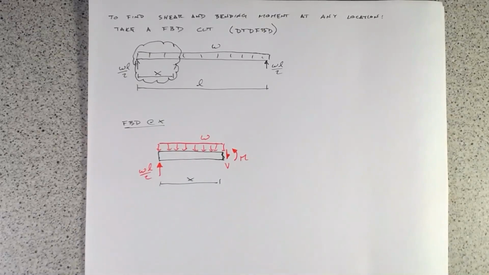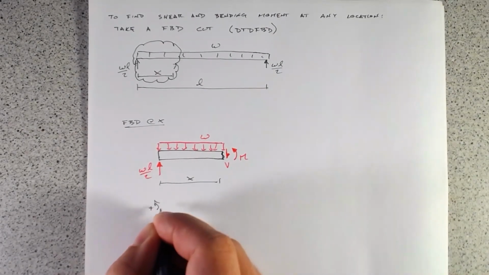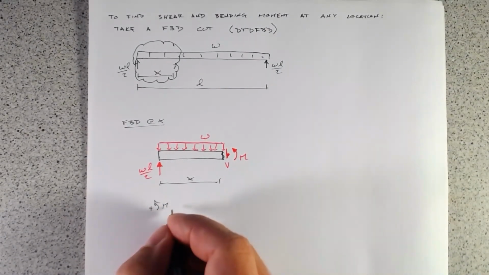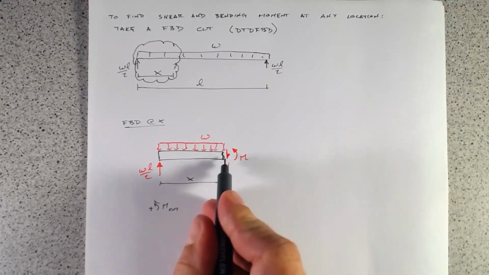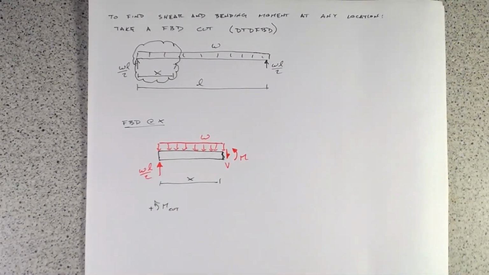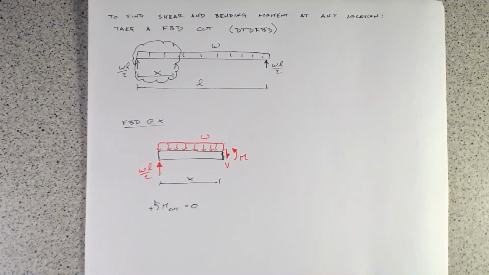So we have two unknowns. We only need two equations to solve them. So we're going to start with the sum of the moments at the cut face, just right here. We're doing that because then the shear force is zero distance away, and so it does not generate a moment. So it's a nice way for us to solve for that moment directly.